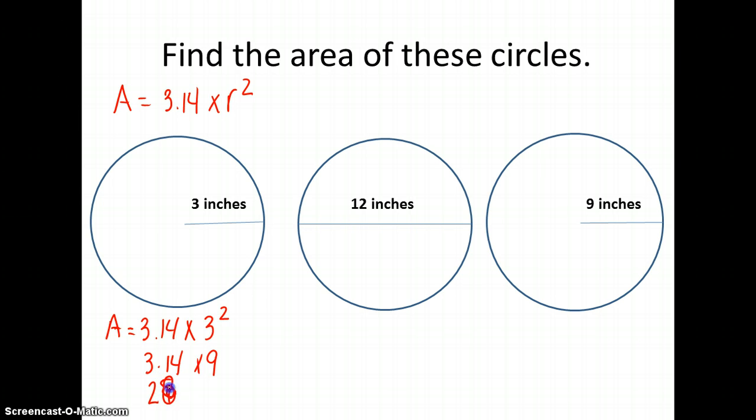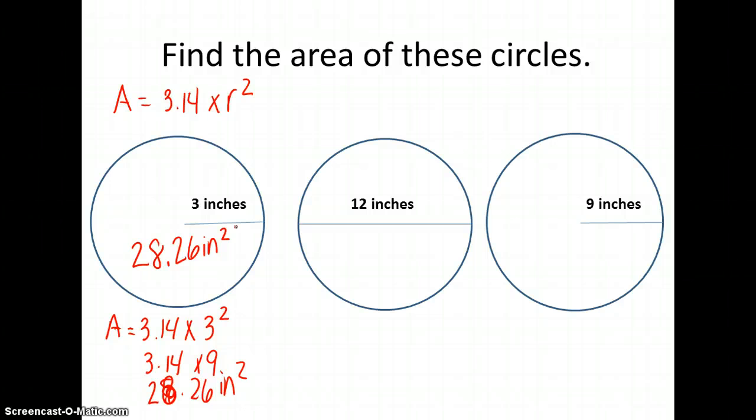And when I do that, I get 28 and 26/100 inches squared, because area is always measured in inches squared. So I know this is 28 and 26/100 inches squared. Go ahead and do the next two in your notes.